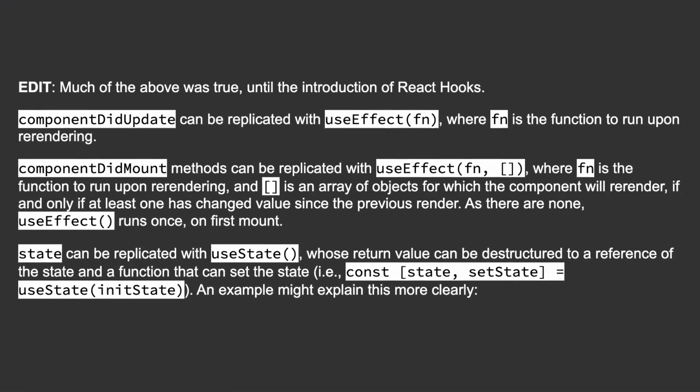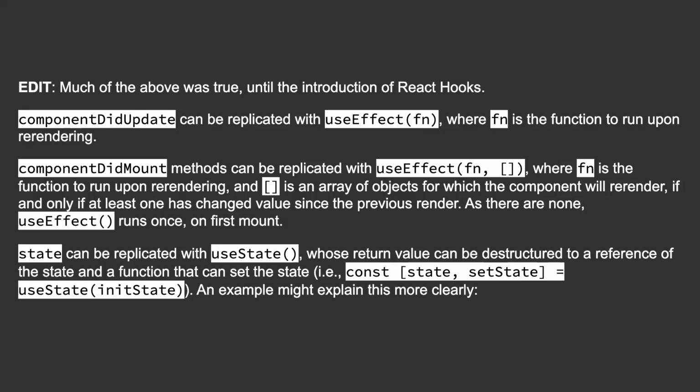Edit: much of the above was true until the introduction of React hooks. componentDidUpdate can be replicated with useEffect(fn), where fn is the function to run upon re-rendering. componentDidMount methods can be replicated with useEffect(fn, []), where fn is the function to run upon re-rendering, and the second argument is an array of objects for which the component will re-render if and only if at least one has changed value since the previous render.